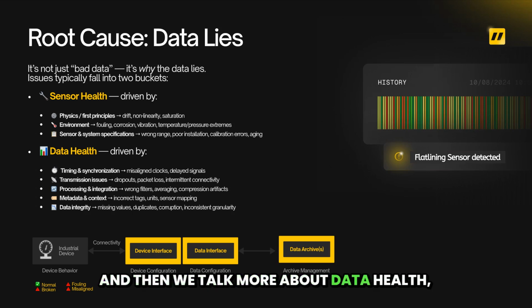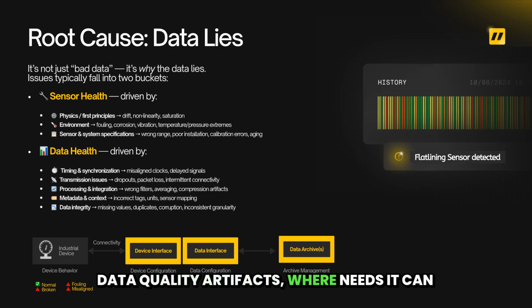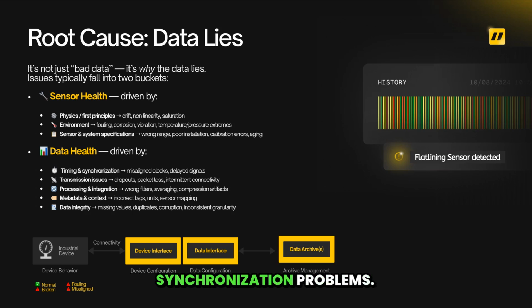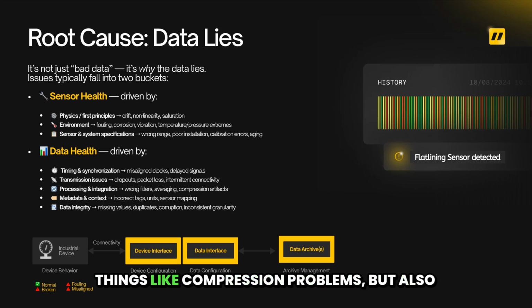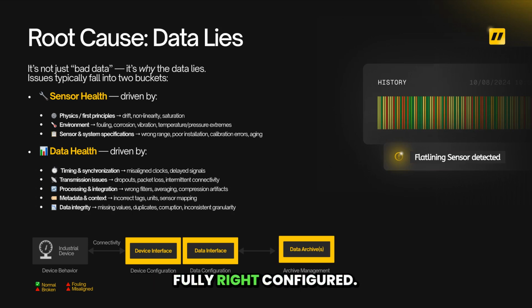And then we talk more about data health, data quality artifacts, where it can be things that are introduced in the data pipeline, things from timing issues, synchronization problems. In IoT, you also have a lot of issues with transmission, processing, integration, things like compression problems, but also problems linked to metadata, where the context or the tags are not completely right configured, but also things like missing values, duplicates, corruption, and inconsistent granularity.